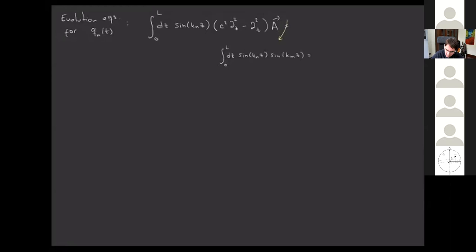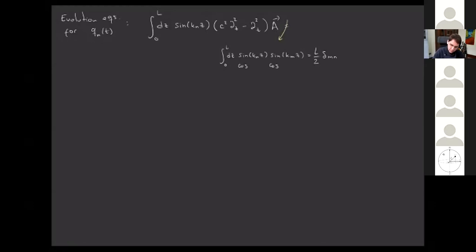This is equal to a delta function of the indices. So only when the sine is of the same wavelength, the integral is not zero. And in that case, we have L over two. And it's the same with the cosine. So the cosine functions satisfy the same because we will use it later.